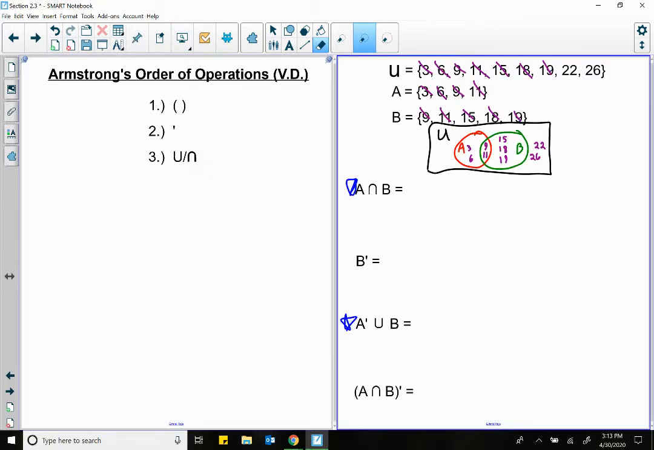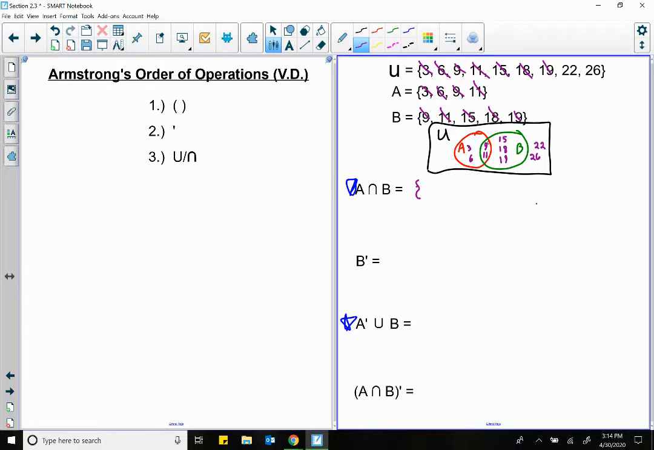There we go. So let's answer this first question. So the first thing says, do we have parentheses? And no, we do not. So we move on. Do we have any complements? No, we do not. So we move on. Do we have an intersection or a union? And yes, we do. We have this guy right there, which represents intersection. So we want to know, what is the set, or in other words, what are the elements that A and B have in common? Or in other words, where do A and B overlap?